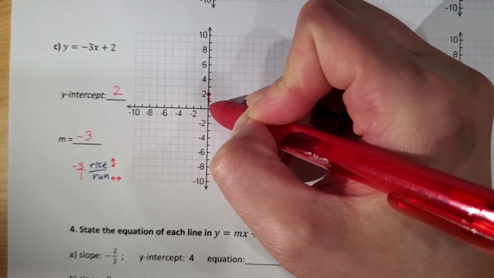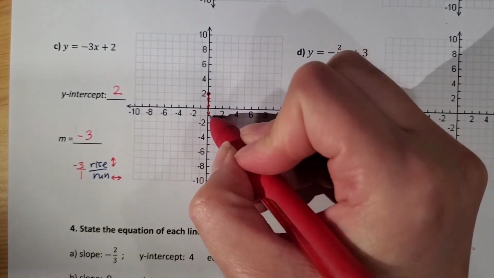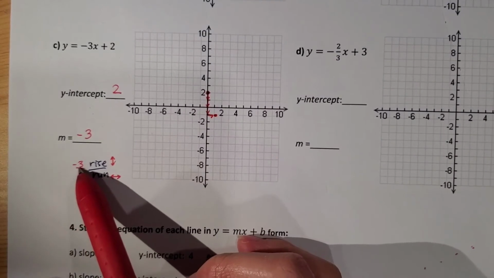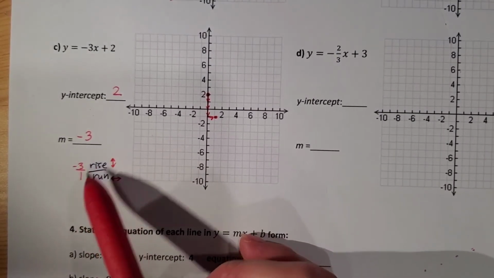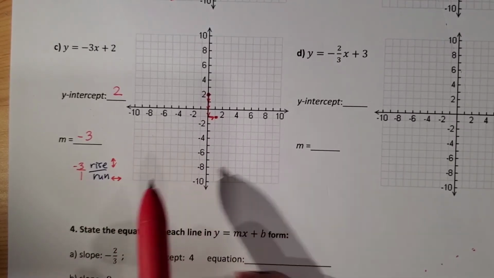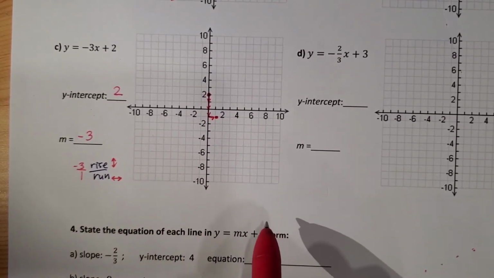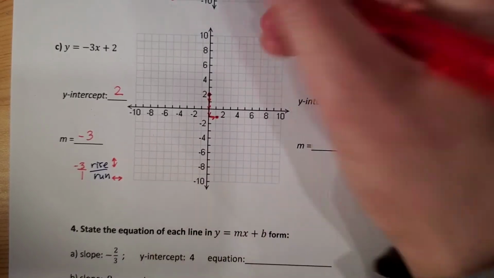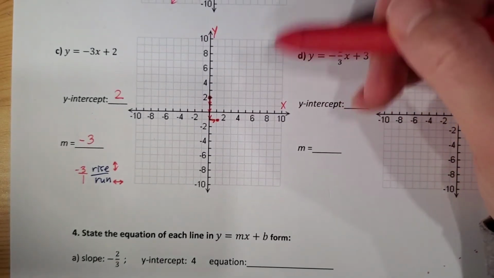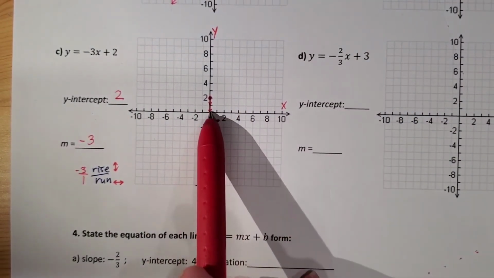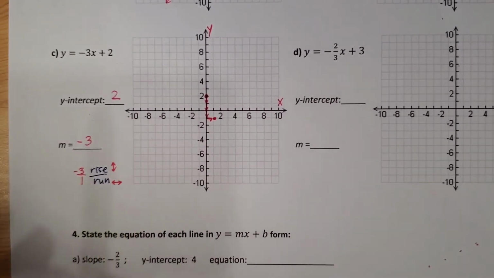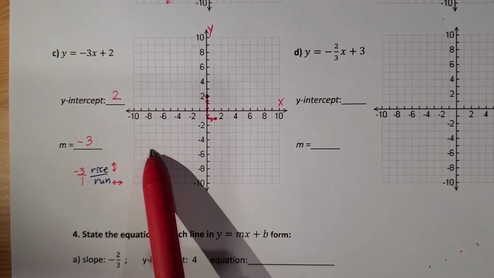I'm going to go down 3: 1, 2, 3. And then I'm going to run to the right, because I've already used the negative 3 for the rise, so the run is positive. A positive run is movement that goes to the right, just like how number lines go. This is positive going to the right and negative going to the left. That's the same idea of a negative and a positive movement for your slope.